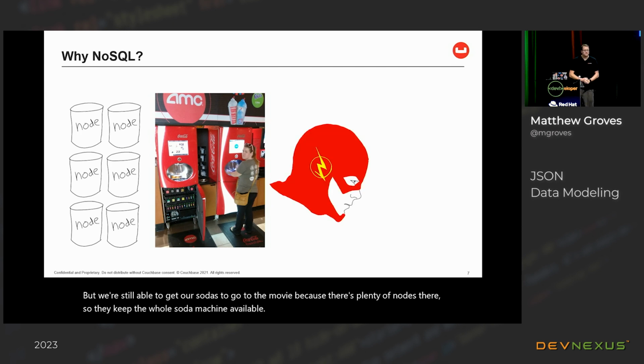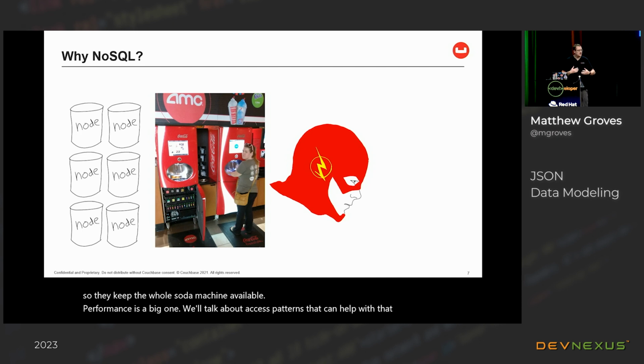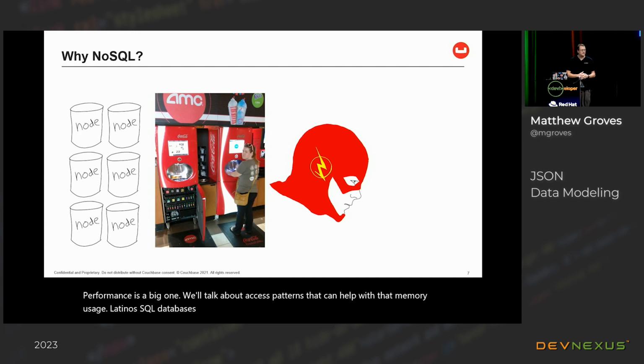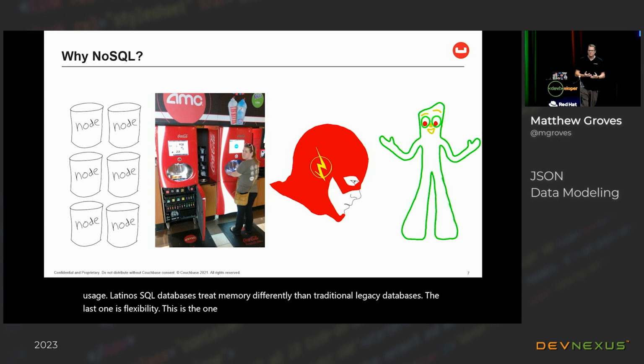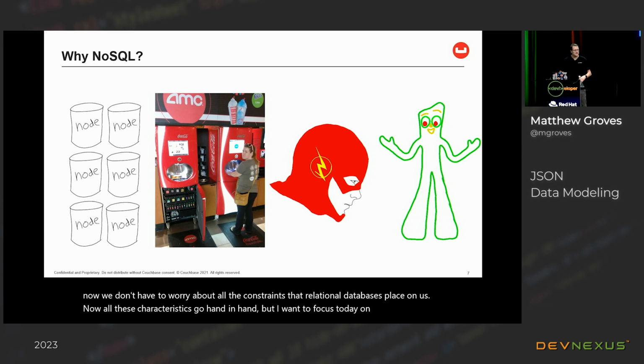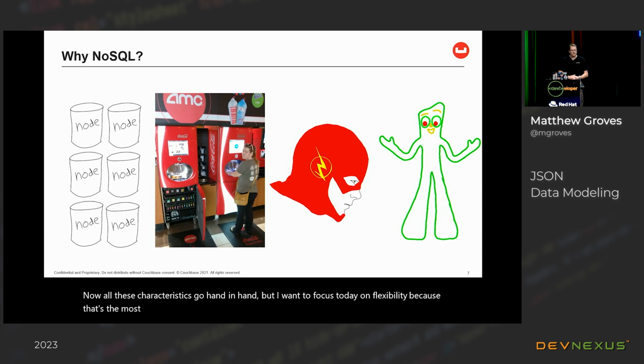Performance is a big one. We'll talk about access patterns that can help with that. Memory usage. A lot of NoSQL databases treat memory differently than traditional legacy databases. The last one is flexibility. This is the one that I think developers are mostly interested in because now we don't have to worry about all the constraints that relational databases place on us. Now, all these characteristics go hand in hand, but I want to focus today on flexibility because that's the most important aspect when it comes to JSON data modeling.